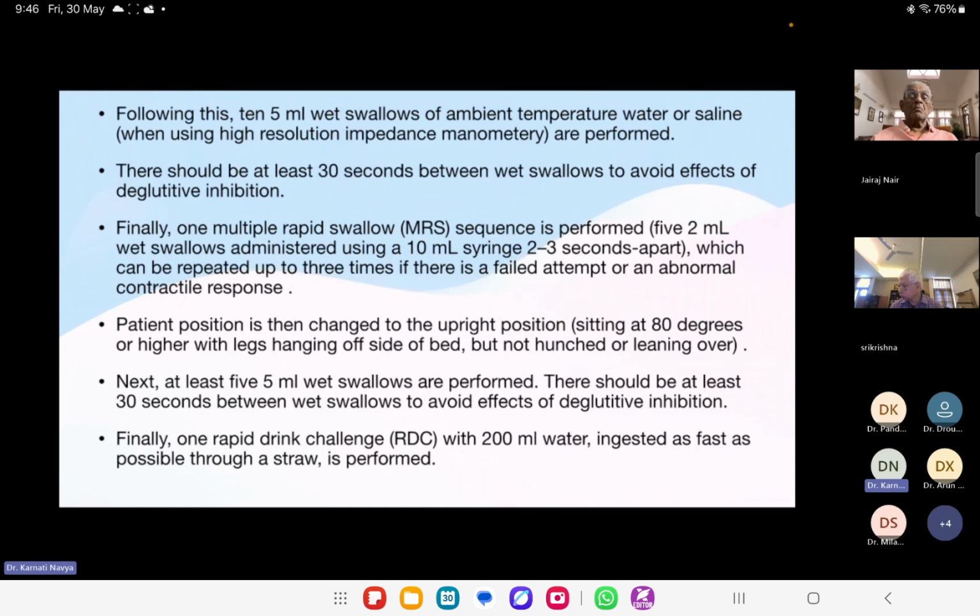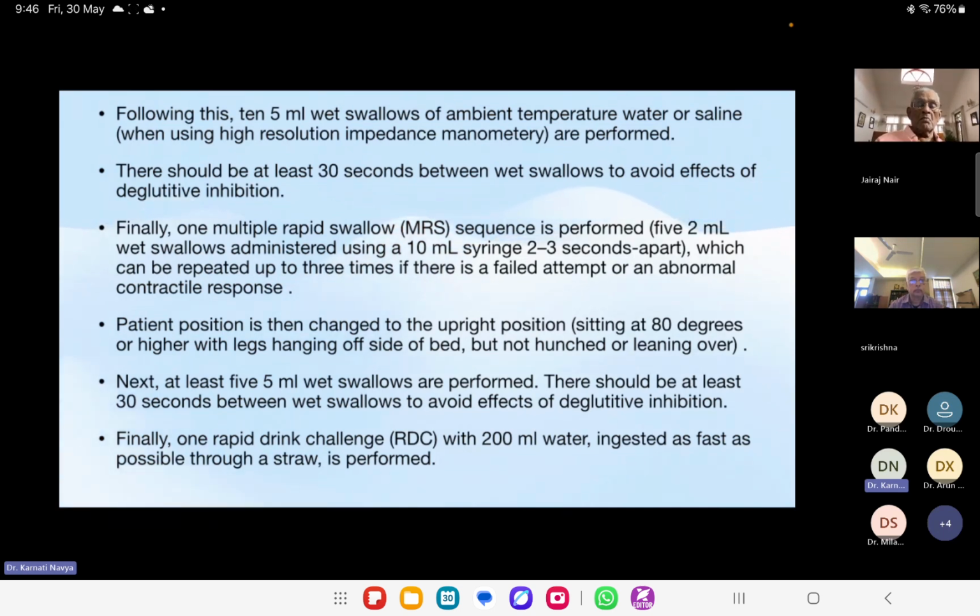This is performed by giving 10 times 5 ml wet swallows of normal ambient temperature water or saline, and there should be at least 30 seconds gap between each swallow to avoid any effects of deglutition inhibition. Finally, one multiple rapid swallow sequence is performed, which is five times 2 ml wet swallows administered using a 10 ml syringe, 2 to 3 seconds apart, which can be repeated maximum up to 3 times if there is any failed attempt or an abnormal contractile response.